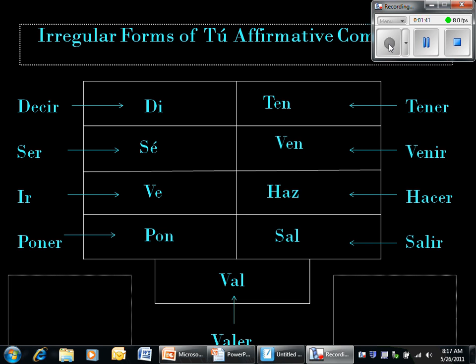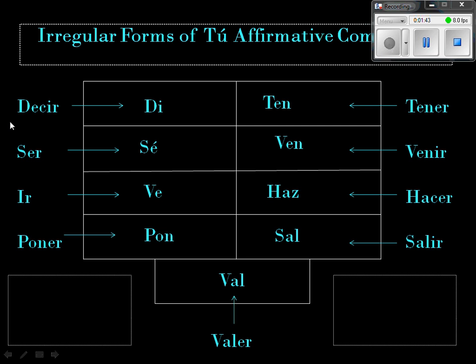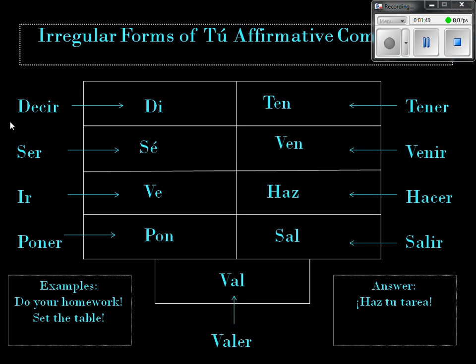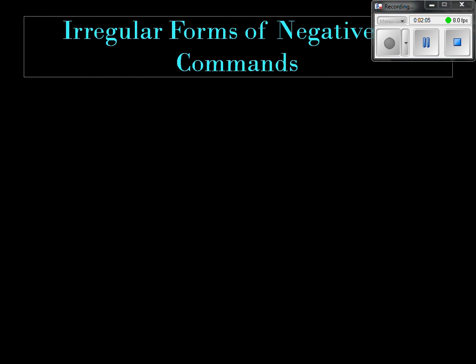For example, when saying do your homework, the verb to do is hacer, therefore haz is used, and your answer is haz tu tarea. When saying set the table, the verb for to set is poner, therefore pon is used, and your final answer is pon la mesa. And the last example is say my name, and the verb to say is decir, therefore di is used, and your final answer is di mi nombre.